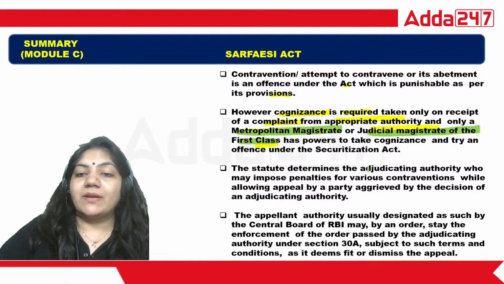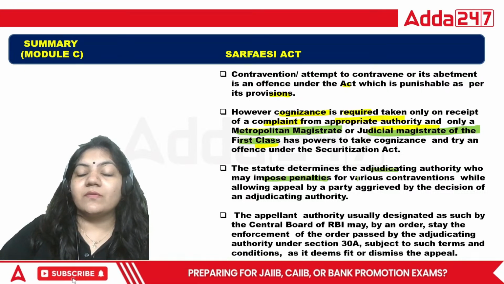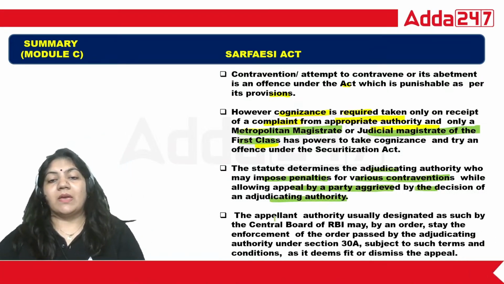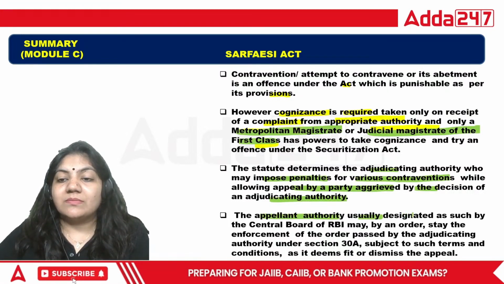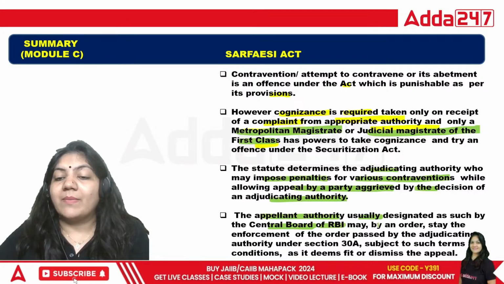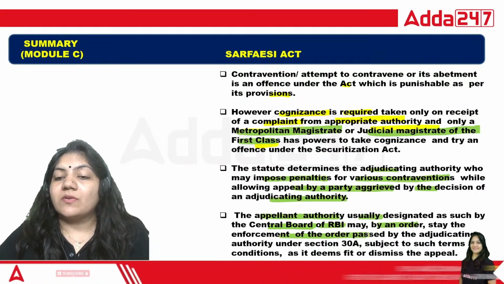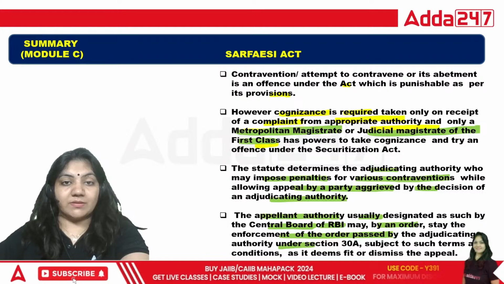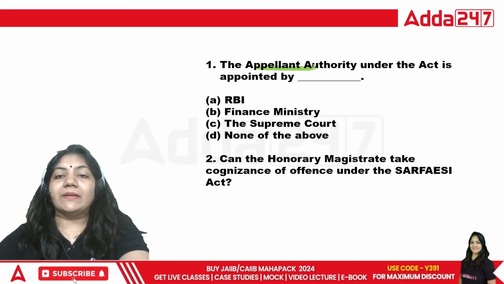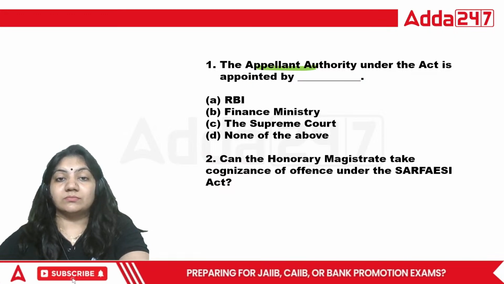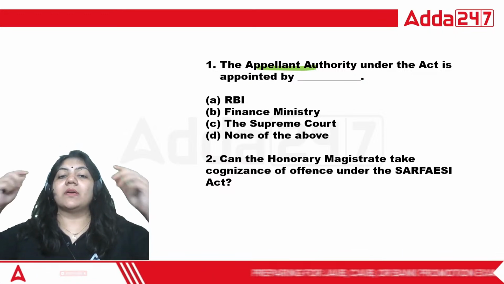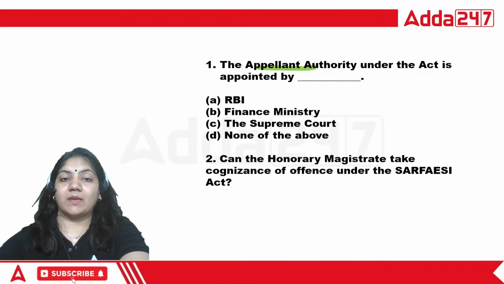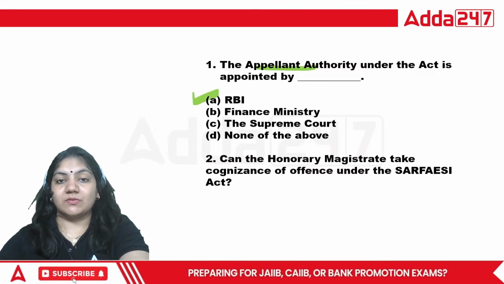The statute determines the adjudicating authority who may impose penalty for the various contraventions, while allowing appeal by the party aggrieved by the decision of the adjudicating authority. The appellate authority is usually designated as such by the Central Board of RBI, and may by an order stay the enforcement of the order passed by the adjudicating authority. So the adjudicating authority is the particular authority for giving justice. The appellate authority is appointed by whom? RBI, Finance Ministry, Supreme Court, or none of the above? This is always appointed by the RBI. So the first, A, is the right answer.